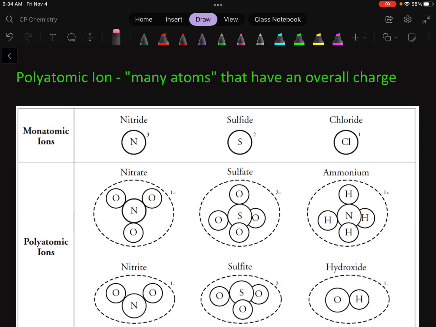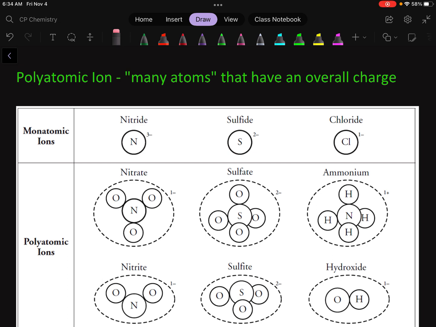This is part 2 of Ionic Nomenclature. This is going to cover ionic compounds containing polyatomic ions. So poly is the prefix meaning many or multiple, and so therefore polyatomic means many atoms, and of course ion means that there's a charge involved.